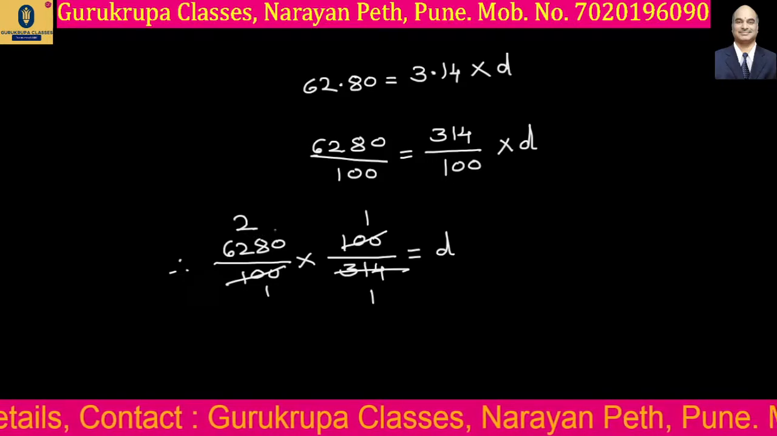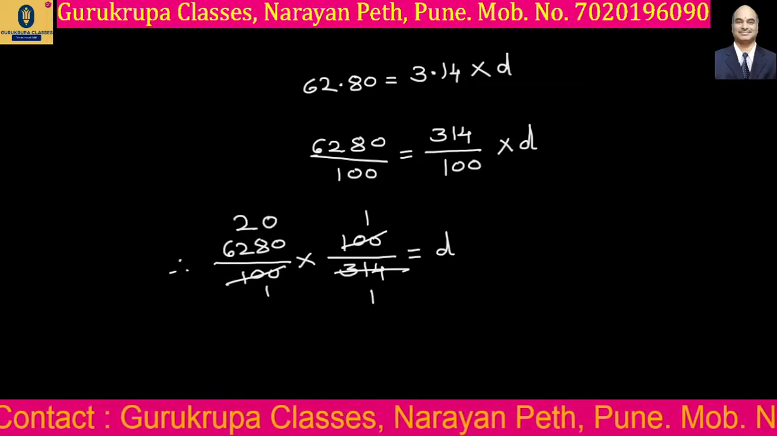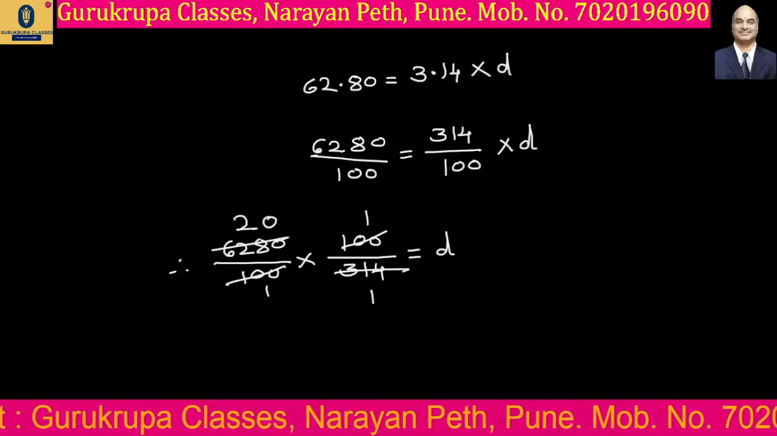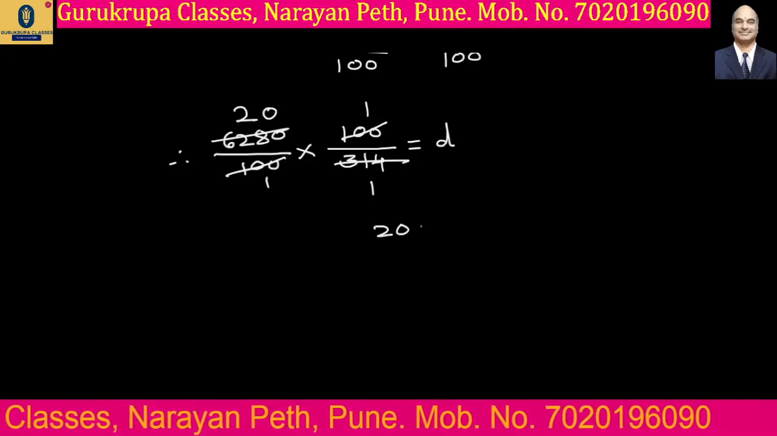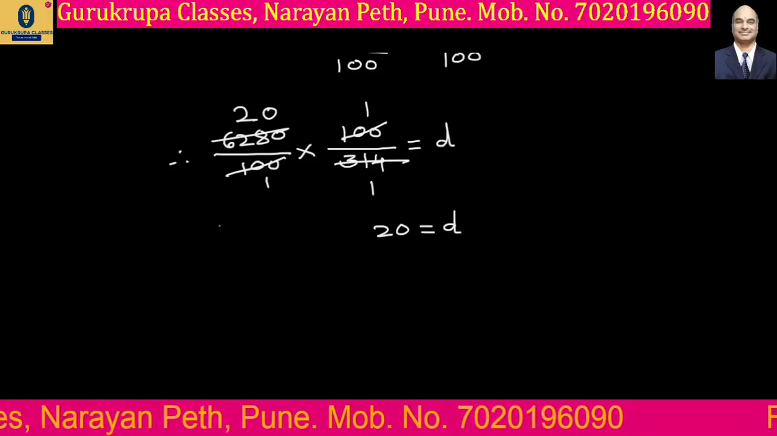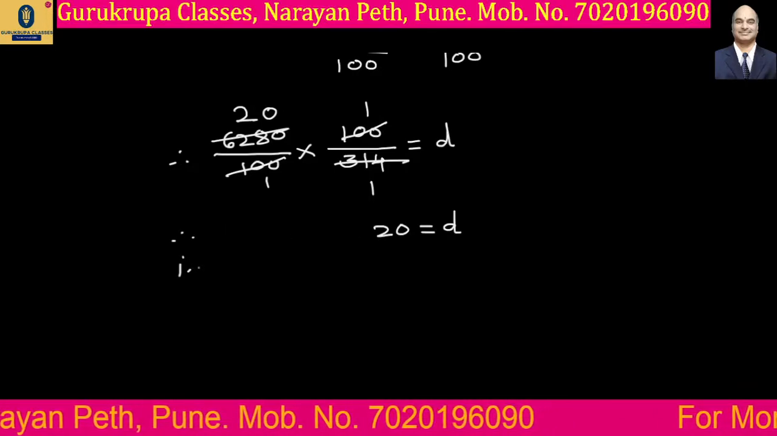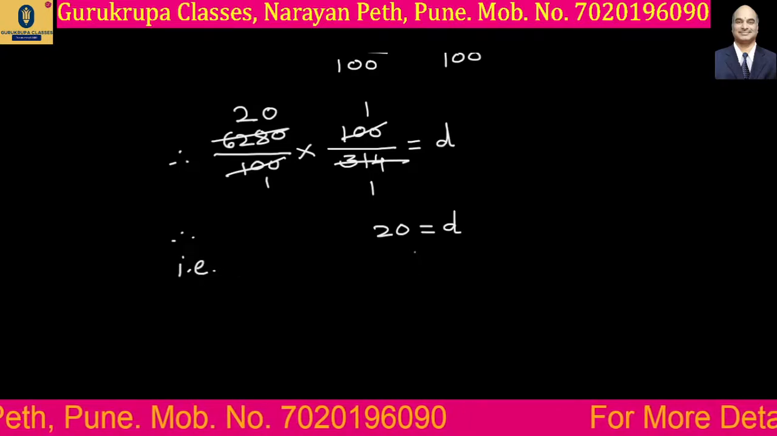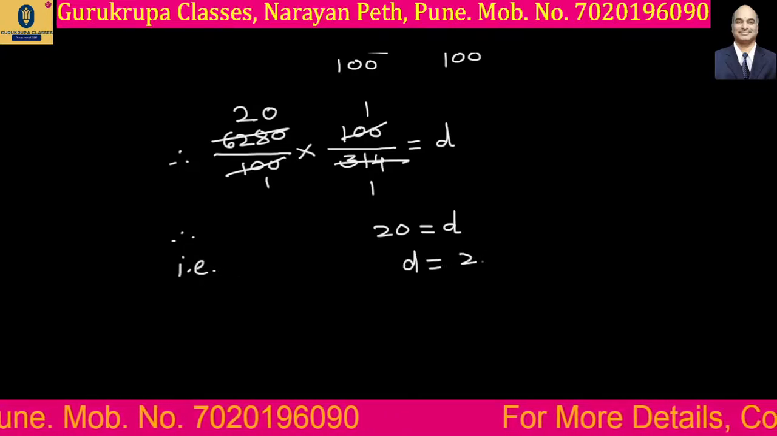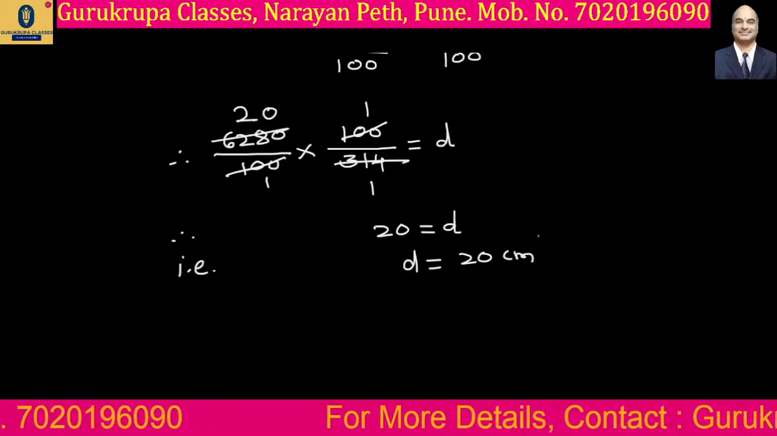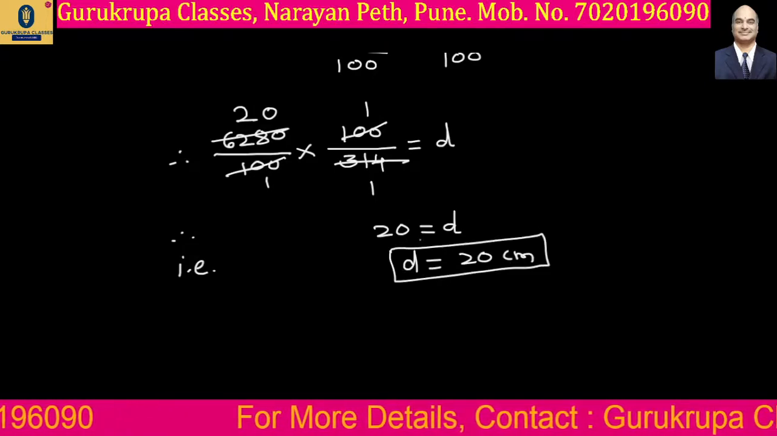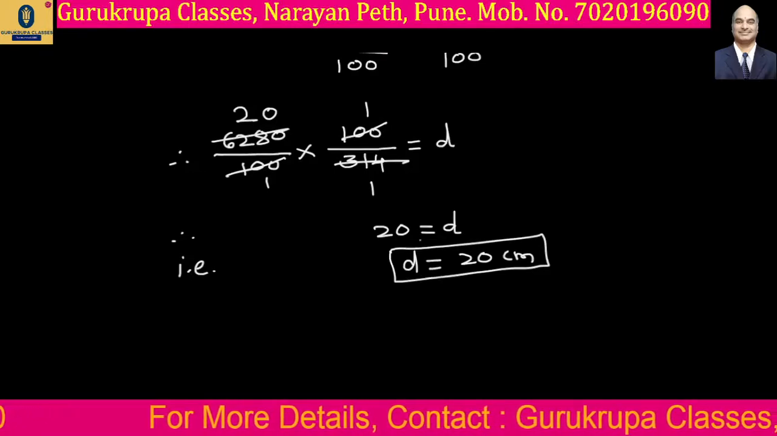628 is twice of 314. 0 0. So here what do we get after calculation? 20 is equal to D. That we get. But we have to find the diameter. So that is D is equal to 20 centimeter. So here we found the diameter of the circle which is given to you.